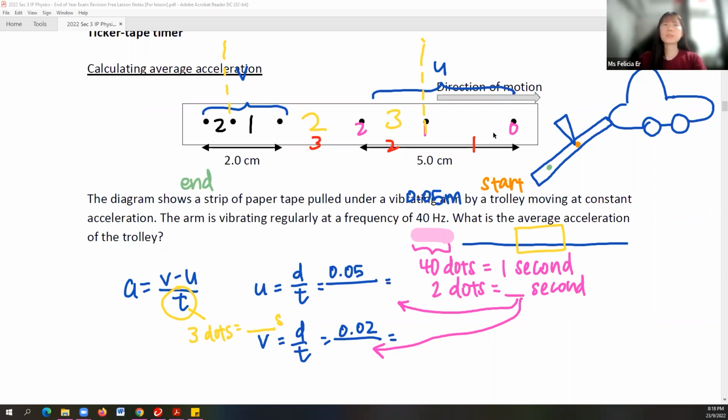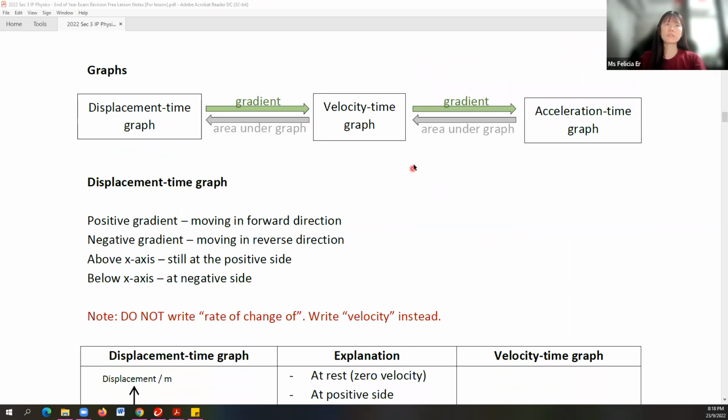Okay, so let's move on to the next part. Next part is graph drawing. You need to know how to convert from the different types of graph to each other.